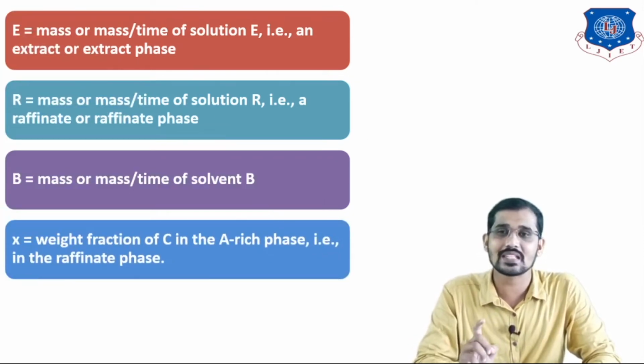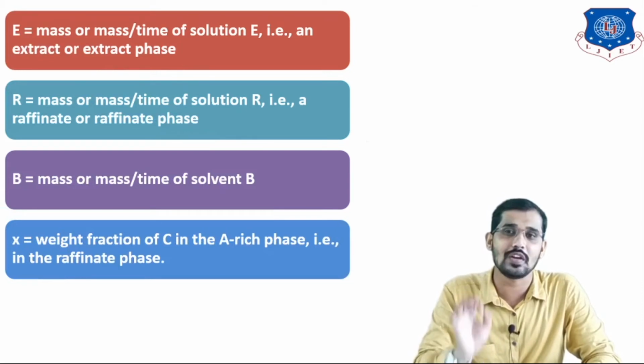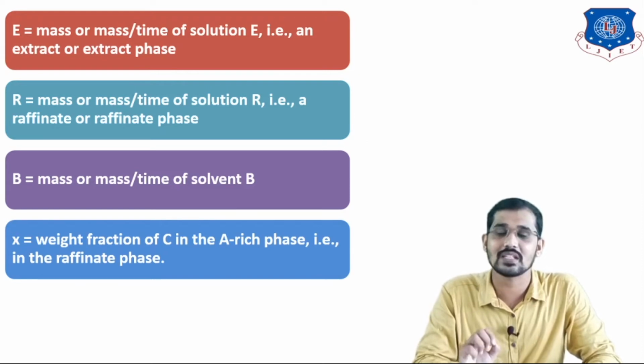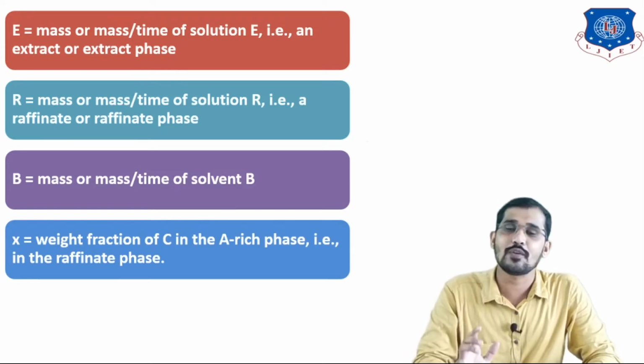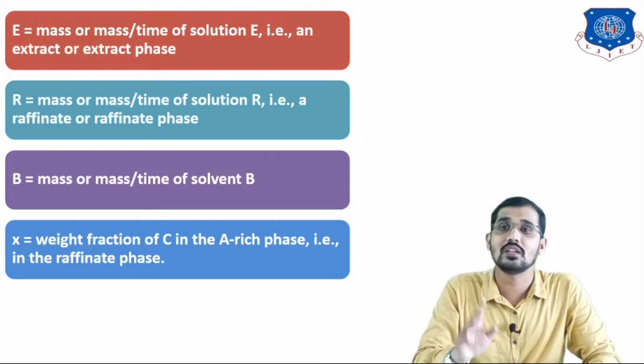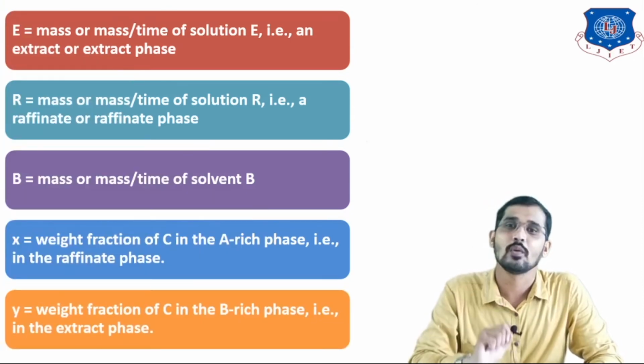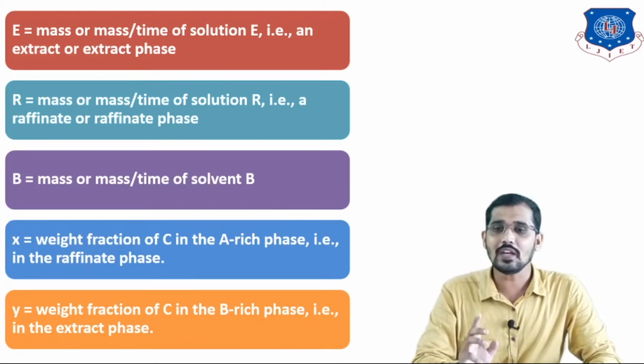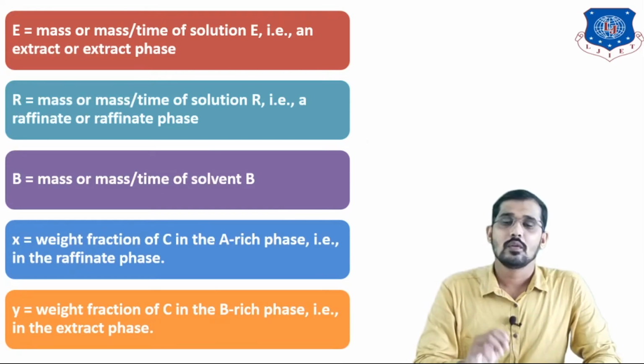First we will see X. That is nothing but a mass fraction or weight fraction of C in the A-rich phase, or I can say the raffinate phase. Mass fraction in the raffinate phase is represented by X, and mass fraction in the extract phase is represented by Y.